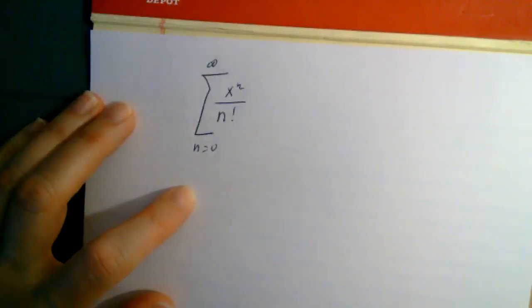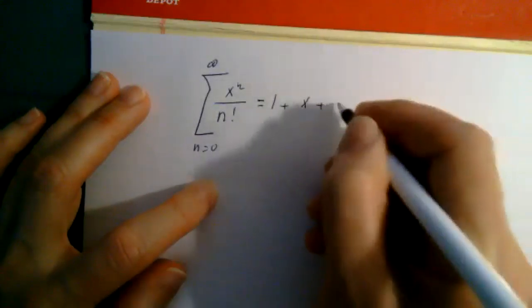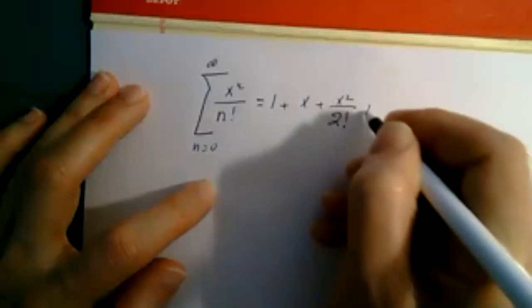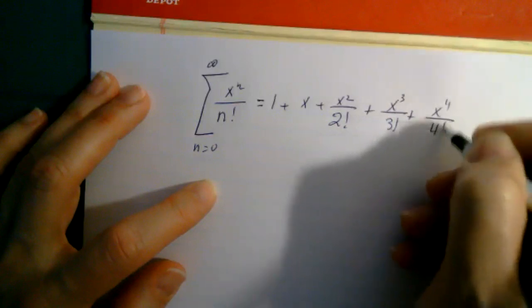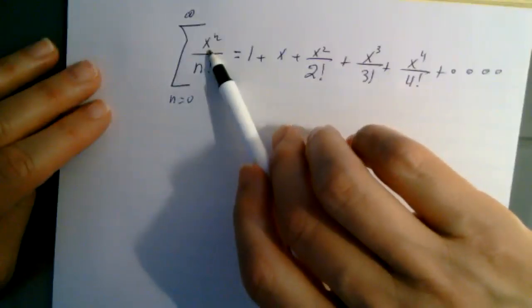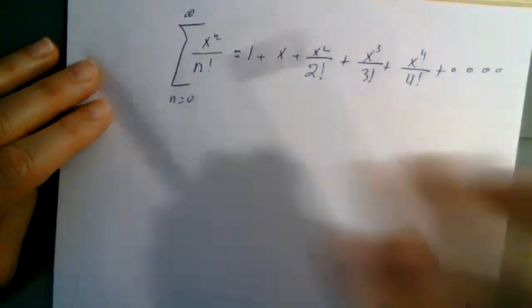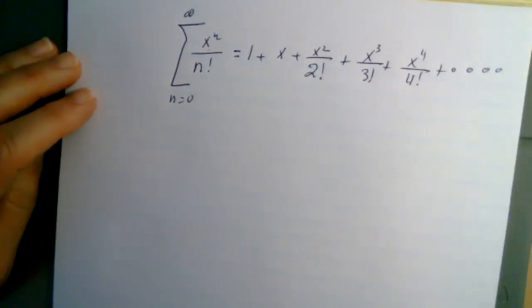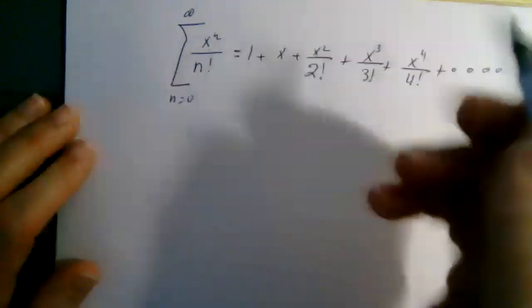n equals 0 to infinity. I don't always have to write it out, but sometimes I like to write it up: x plus x squared over 2 factorial plus x cubed over 3 factorial, x to the fourth over 4 factorial, plus so on and so forth. So the question again: which x's will be allowed here to guarantee that this series converges? Which number for x can I put? Can I put 1? Can I put 2? Can I put 3? And I have convergence. We have one tool in our hand, which is the ratio test.